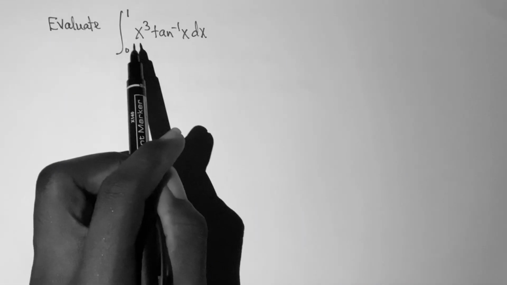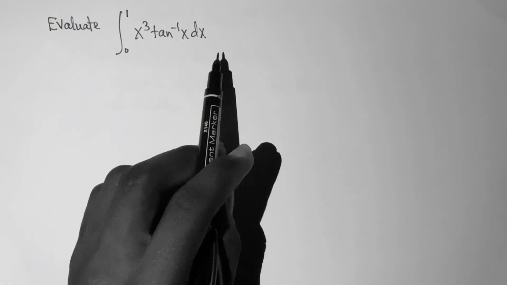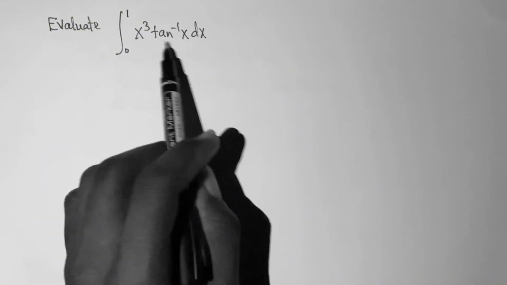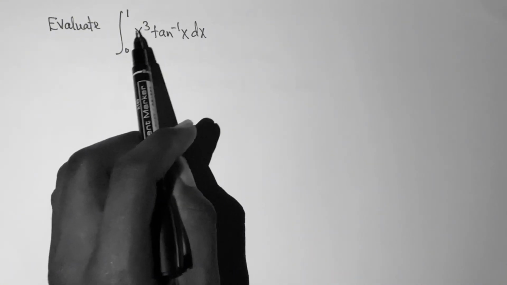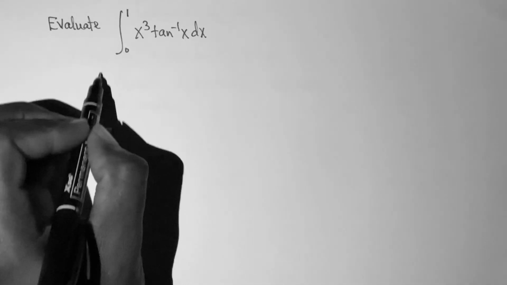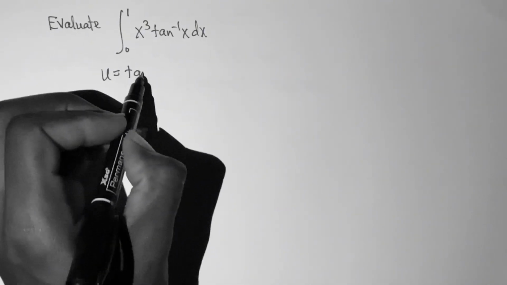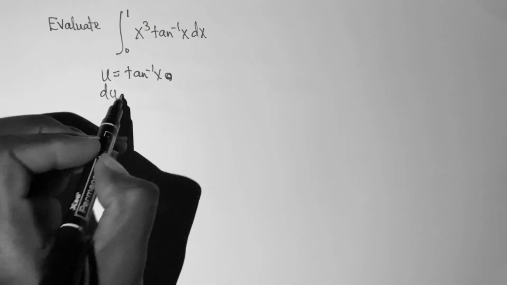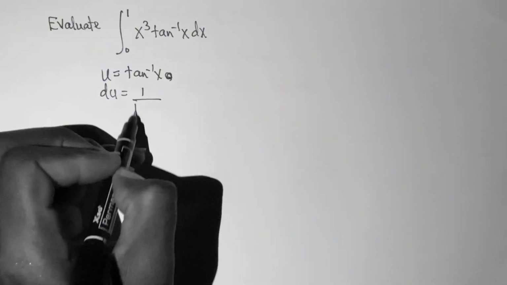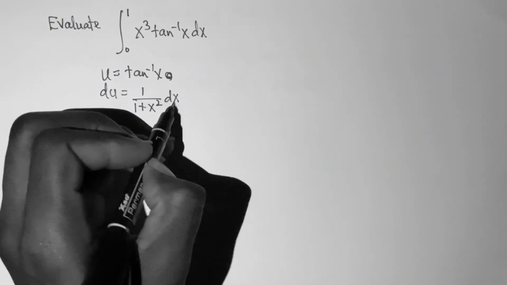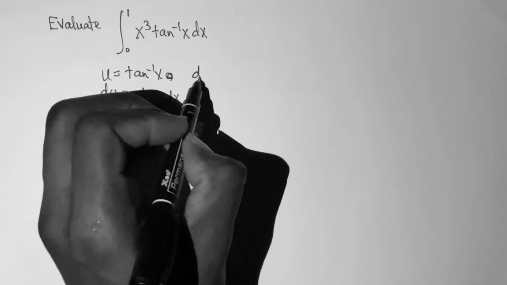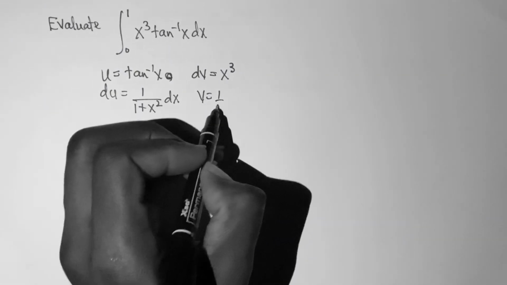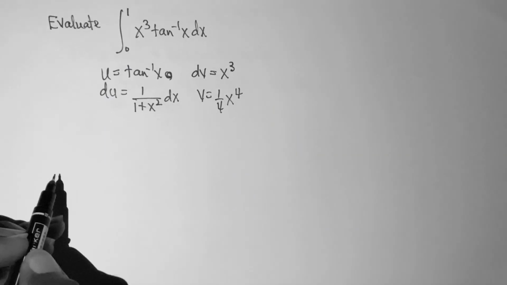Evaluate integral from 0 to 1 of x cubed tan inverse of x dx. So in this case, we can easily differentiate tan inverse of x, and we can integrate x cubed. So let's let u be equal to tan inverse of x. So du is equal to 1 over 1 plus x squared dx. And then let's let v be equal to x exponent 3. So v is equal to 1 over 4 x exponent 4.